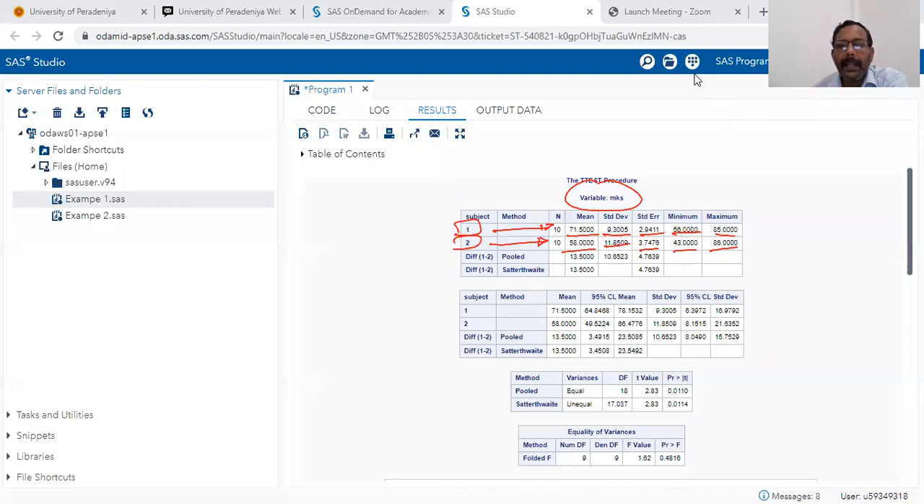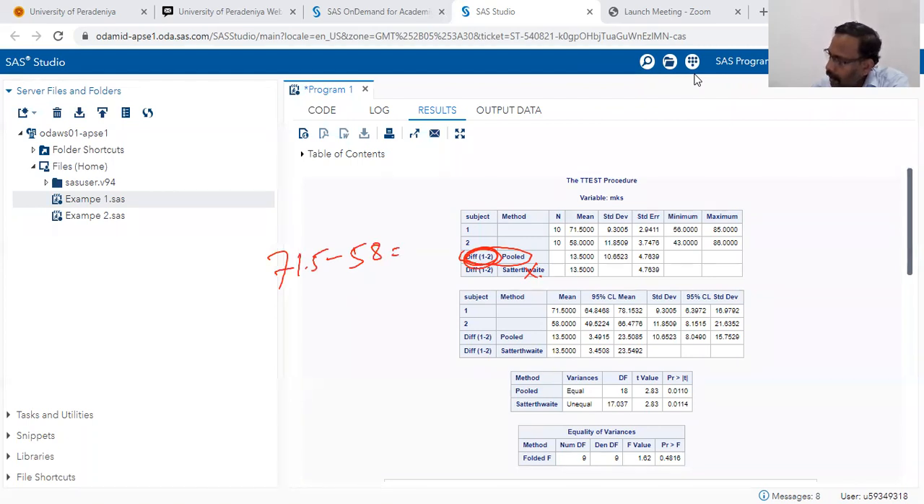Right? The next step is, in the same table, we'll have to go for the pooled t-test, not the Satterthwaite-based test. We shouldn't look at the Satterthwaite-based test. So the mean difference, 1 minus 2, means 71.5 minus 58, which is equal to 13.5. That is what is already given.